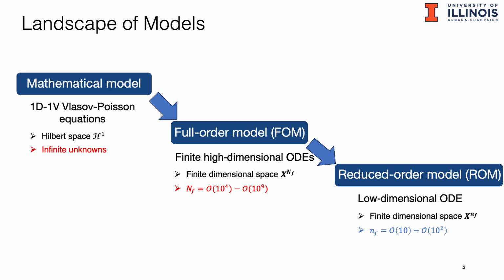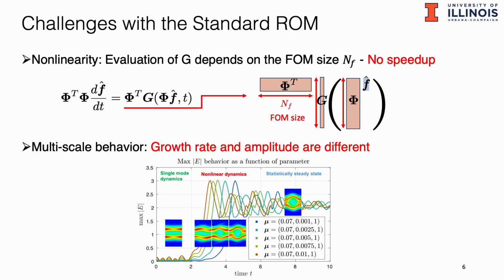So far, we have gone from the mathematical model, which lives in the Hilbert space with infinite unknowns, to the forward model of finite, high-dimensional ODEs, and to the reduced order model, which is a low-dimensional ODE with 10 to 100 unknowns. However, there are two challenges with the standard ROM.